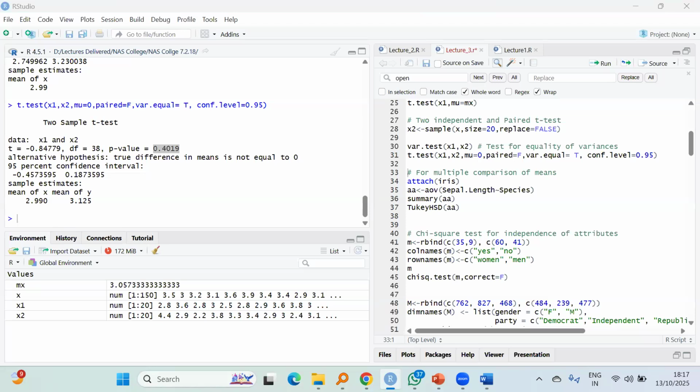Tell me. What will be your decision? Accept null hypothesis. Conclusion I am asking. What is your conclusion? And that is the decision, not the conclusion. Accepting or rejecting the null hypothesis is the decision. What is the conclusion?